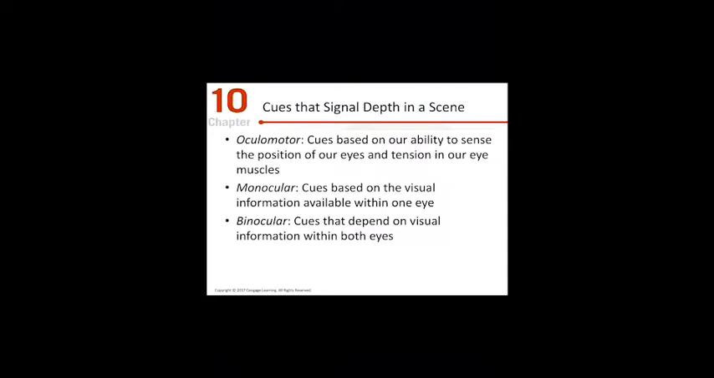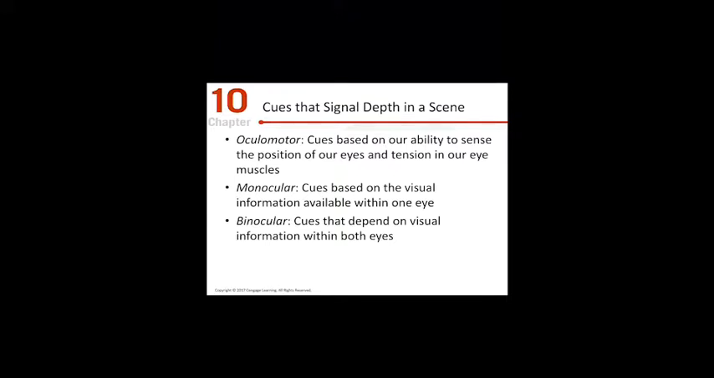One is our ability to sense the position of our eyes, and the second thing is our ability to sense the tension in our eye muscles. And we're going to talk about these individually. We also have monocular cues, which are based on one eye, the cues that we get from one particular eye, and then binocular cues, which are based on the information that we get from both eyes.